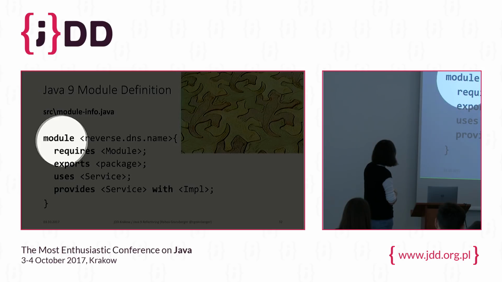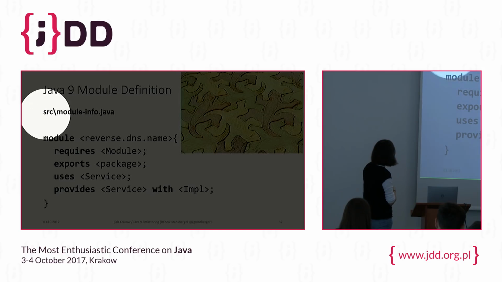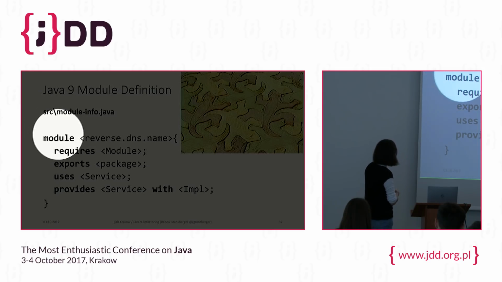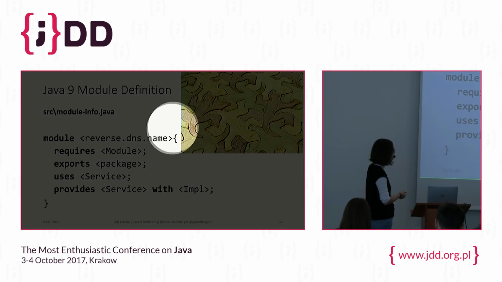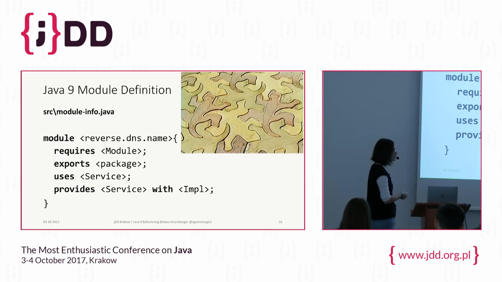To create a module, you create this module-info.java directly in your source folder, so above all the packages. What you write in there is module, and you give it a name, which should be the reverse DNS name. So if your company has registered a DNS name, you should put the reverse DNS name, like, I don't know, Google, and then your project name, for example, to make sure that your module name is really unique. If you only use it internally, you don't have to do it. But if you ever want to publish it, then you should do that.